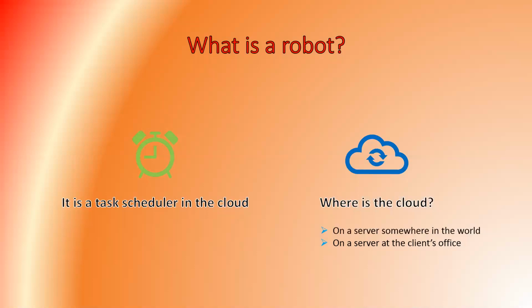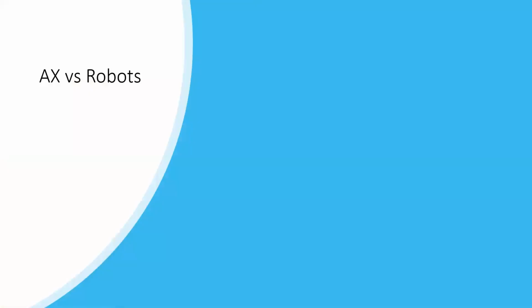Okay, so a robot is just a task scheduler that tells a script to run, let's say, at 6 o'clock every night. And instead of having it on your laptop, you save it on someone else's server, on, let's say, an Amazon server. All right. Let's quickly talk about one or two differences between AX and robots, because AX can also be used to schedule scripts to run, just like robots can.